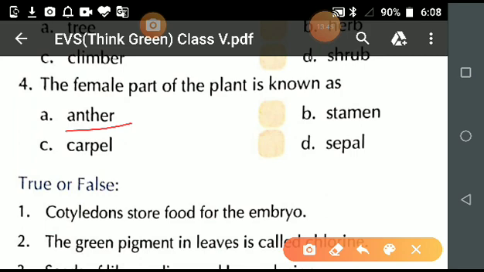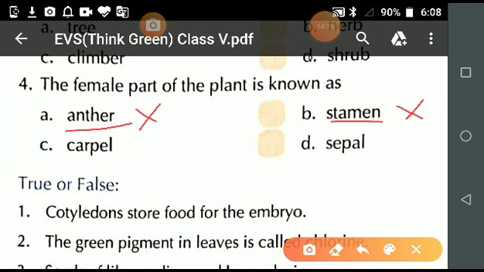And do you know, student, what is inside the anther? Pollen grains, the male reproductive gametes, are present inside the anther. Is it clear? So, part B, stamen, is not the right answer. Stamen, as I just explained, is the male reproductive part of a flower. So this is also not the right answer.